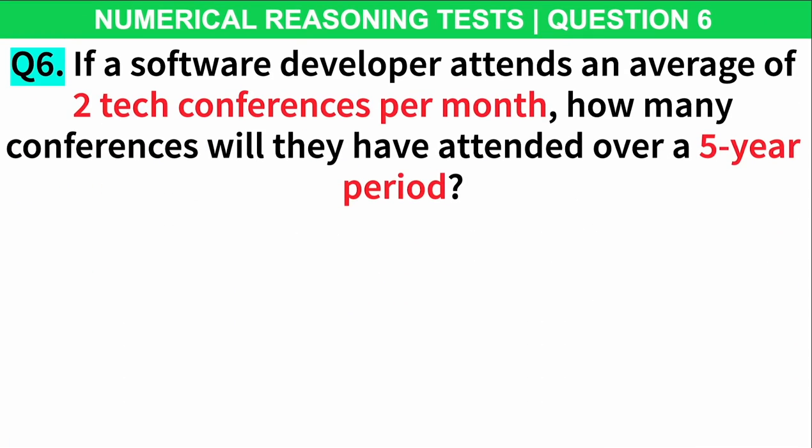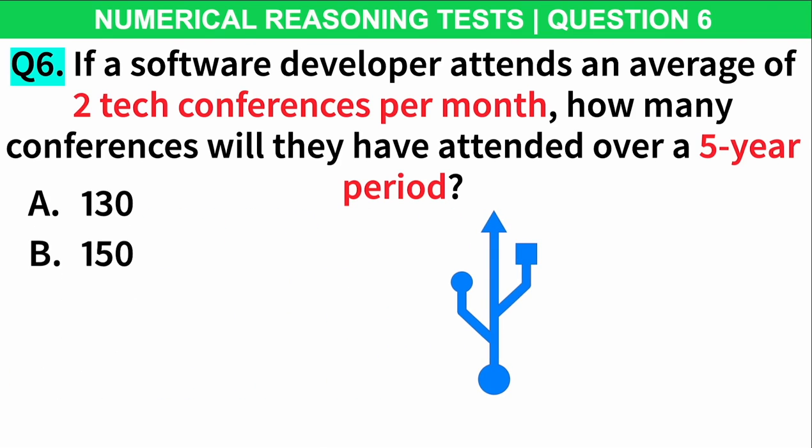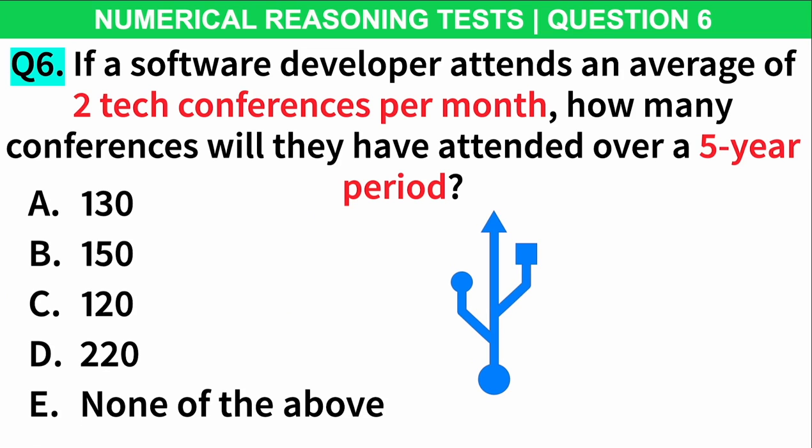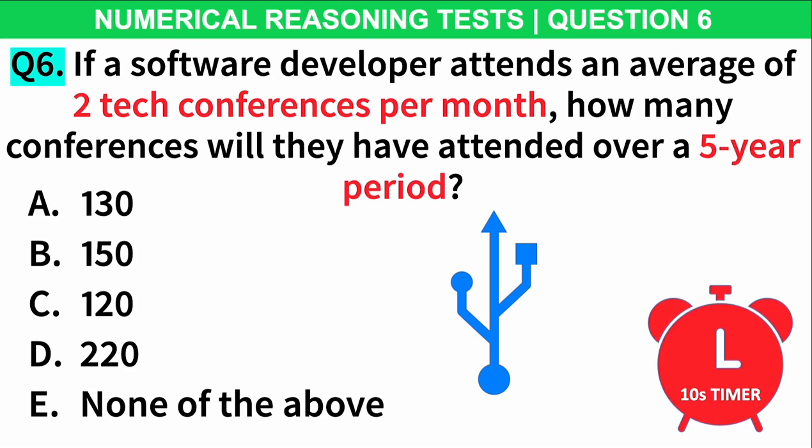If a software developer attends an average of 2 tech conferences per month, how many conferences will they have attended over a 5-year period? Is the answer 130, 150, 120, 220, or none of the above? You have 10 seconds again, starting now.